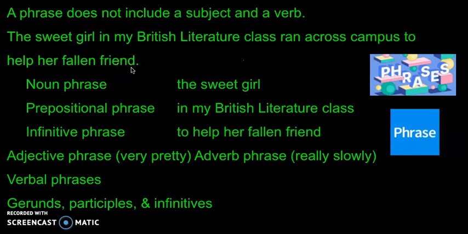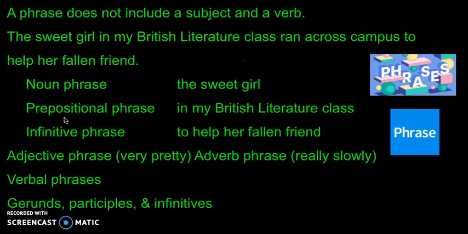There are lots of phrases in here. There's a noun phrase called the sweet girl. That's several words in a row which are helping the noun. The girl is the noun, and the sweet helps describe the girl.